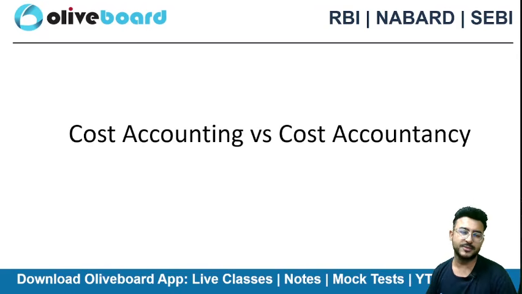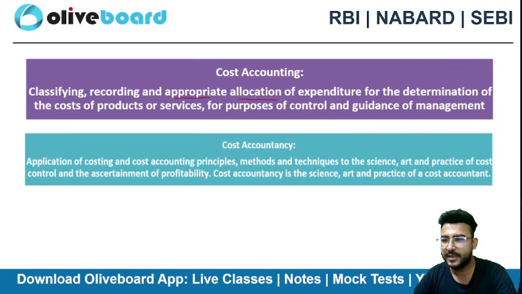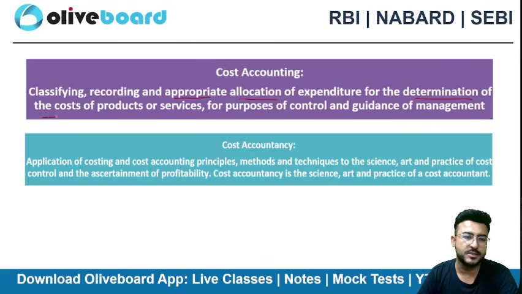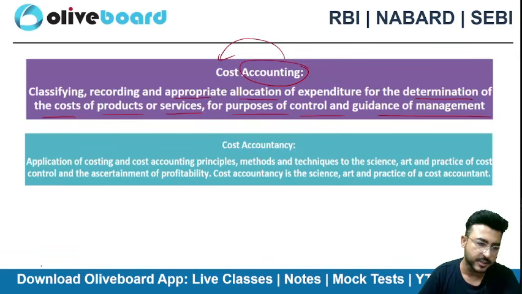So cost, costing, cost accounting, cost accountancy. Guys, cost accounting is nothing but recording, classifying, and allocating the expenditure for determining the cost of the product and service for the purpose of control and guidance of management. So it's nothing but doing the accounting of costing records.